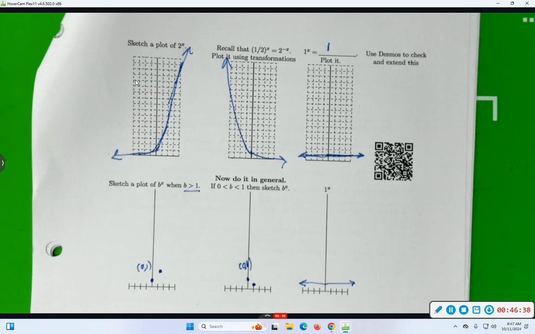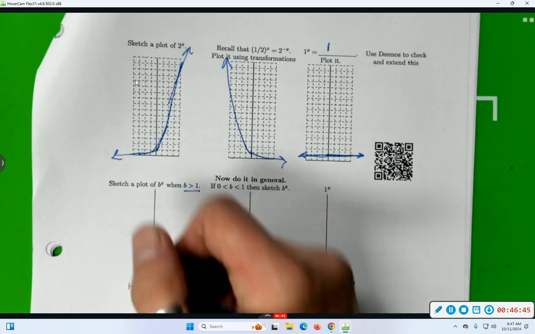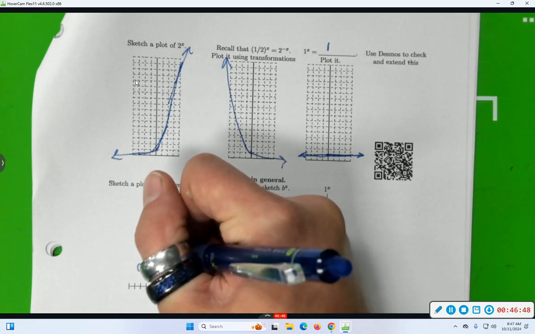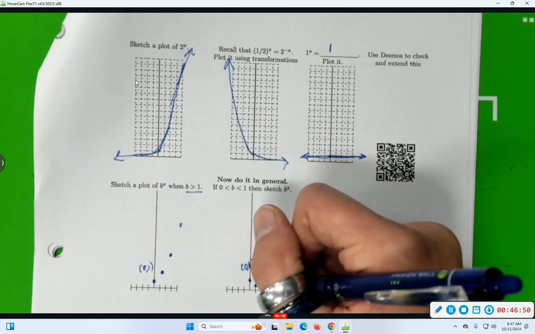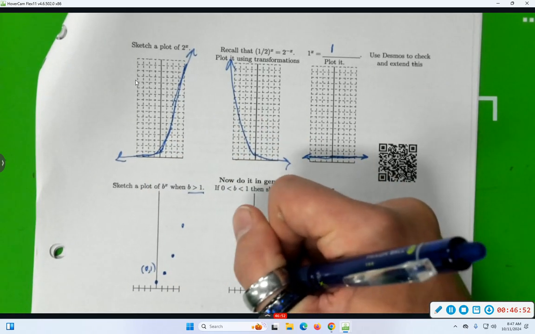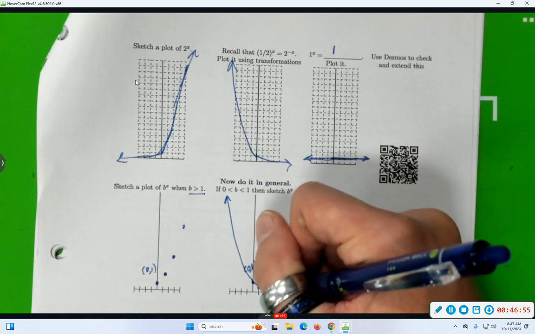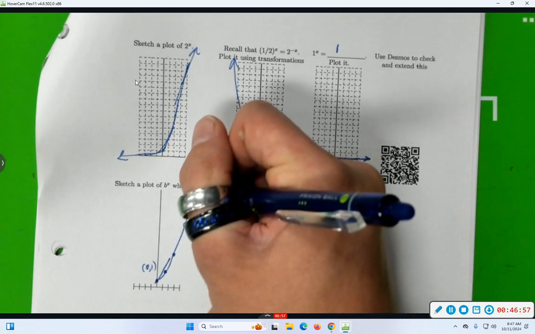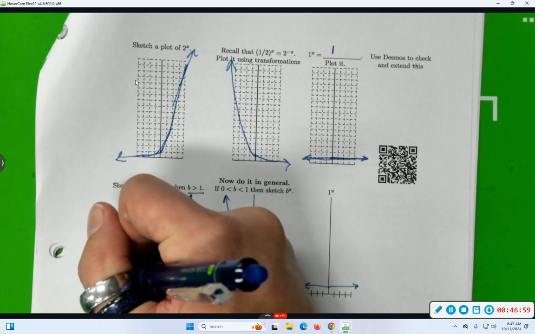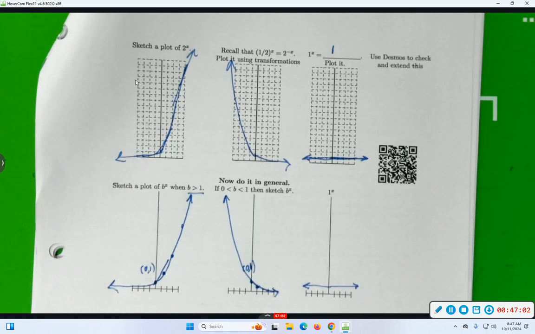B to the power 2, what does that mean? B squared? Cool, so on this side, b squared will be bigger than b, and it'll scale up. This one will be scaling down. So it sure looks like exponential functions with bases that are bigger than 1 will all basically look like 2 to the x. Exponential functions with bases between 0 and 1 will all basically look like 1/2 to the x. 1 to the x is 1.